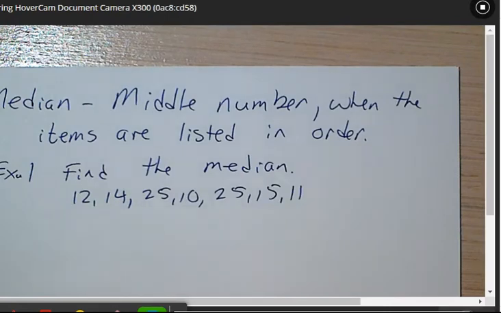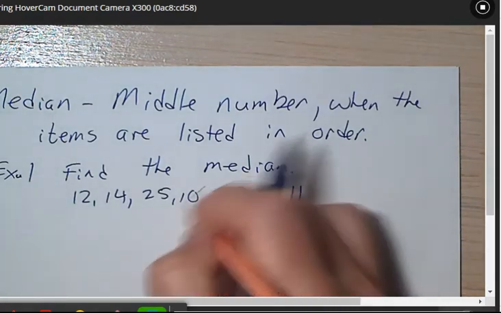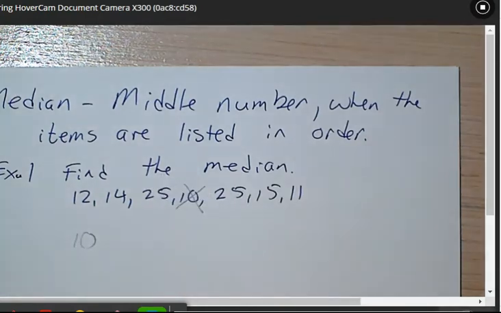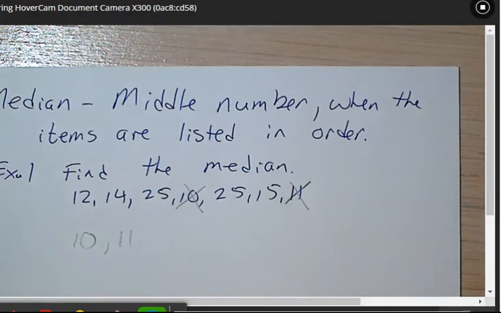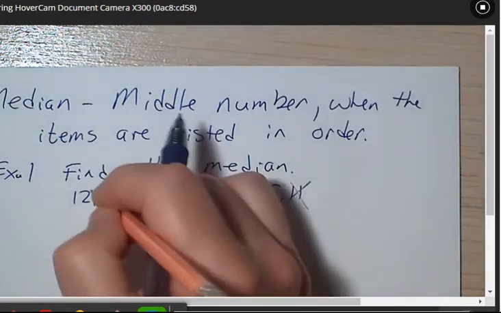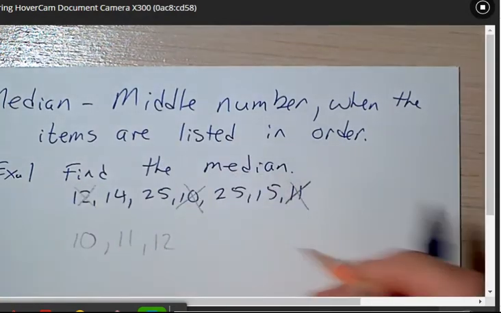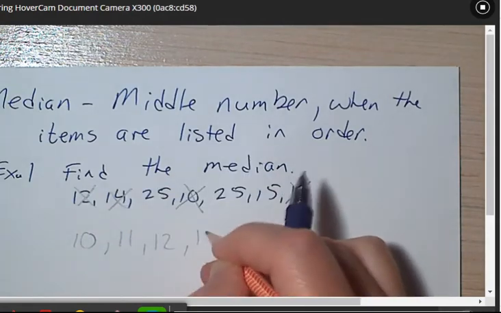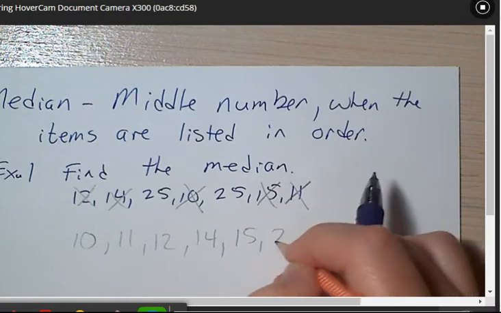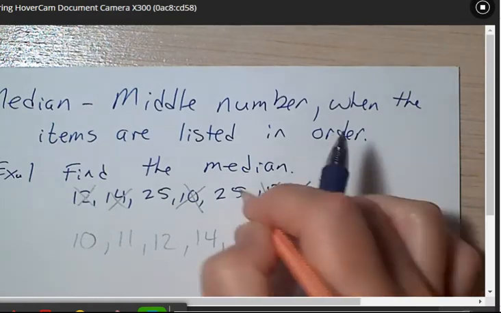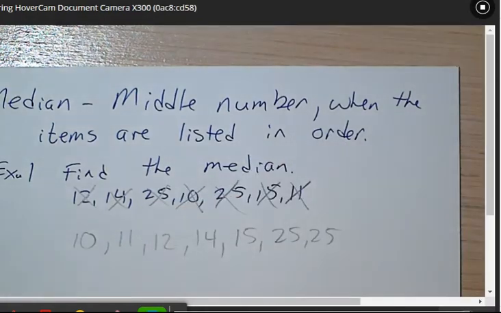So the very first thing you have to do is go back and put them in order from least to greatest, or greatest to least. Doesn't matter. I usually do least to greatest. So start with the lowest number, which is 10. Next number up is 11. Next number up is 12. 14 is next. 15 is next. And then 25 and 25. And yes, if you have repeats, like with the 25, you have to list every individual number.